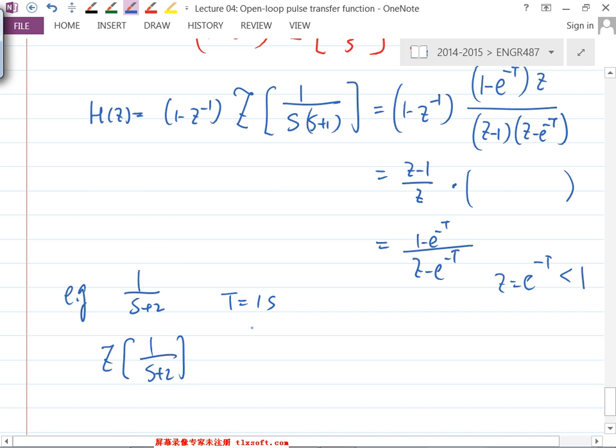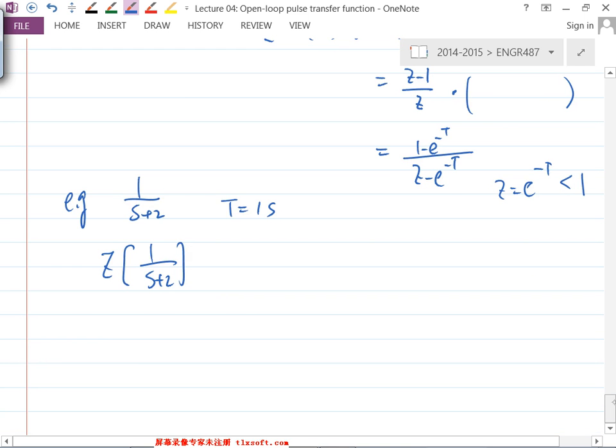Of course, you can use a table. It's very simple. But in MATLAB, what you can do is set the sampling time to 1 first, and create a transfer function for this one. The numerator coefficient is only 1. The denominator coefficients are 1, 2. That's how you can create this.